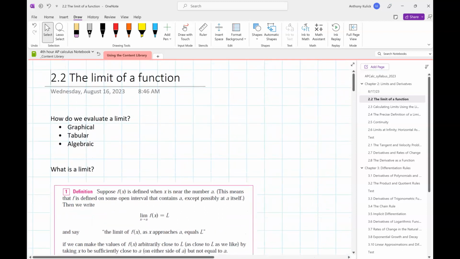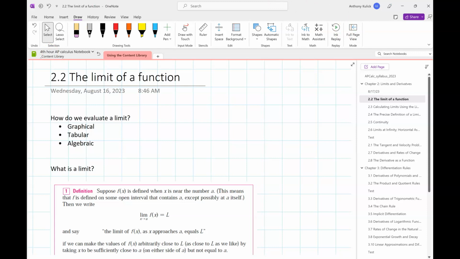So in section 2, we're going to be talking about the limit of a function. There are 3 ways that we might evaluate a limit. We might do this graphically, just by looking at a picture of the graph. We might do this tabularly, as in looking at a table of values, or a set of points. And the last way we might do this is algebraically. Today, everything we're going to do is graphical and tabular. As we move throughout the chapter, we're going to build out the algebraic piece.